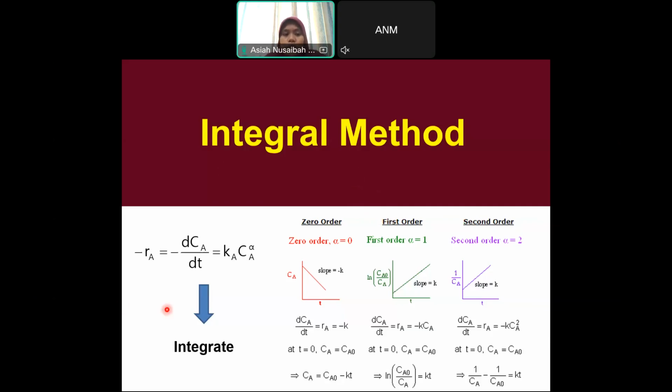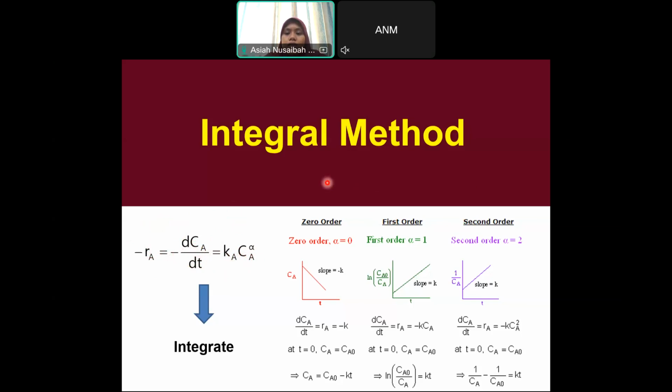So generally what we have here is the rate law: minus rA equals kA CA to the power alpha. This is a general rate law for when we have a reaction of A converted to products. If we write it in differential form, we get minus rA equals minus dCA over dt equals kA CA alpha. Then for this second method, what do we do? We have to integrate the differential form.